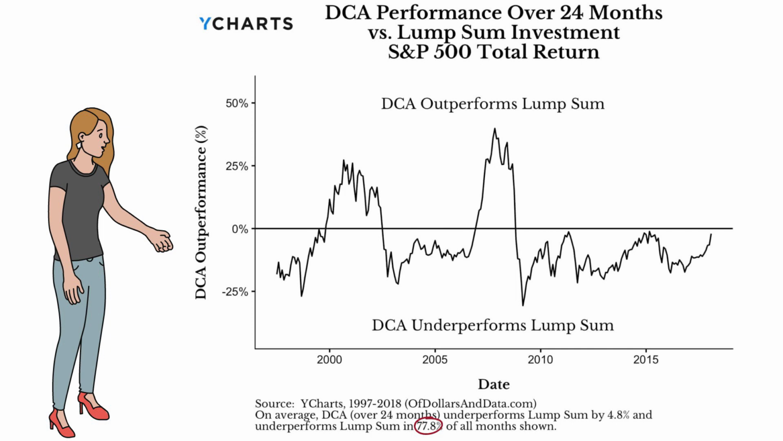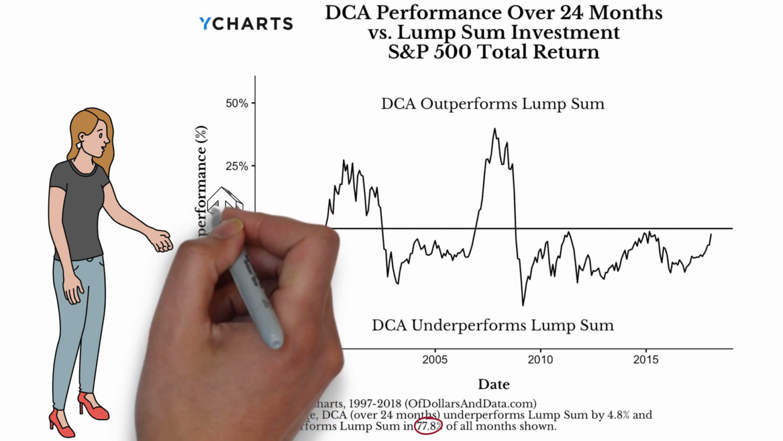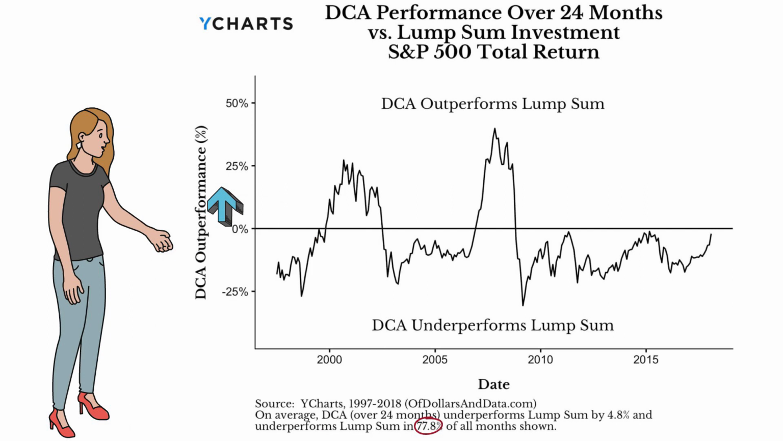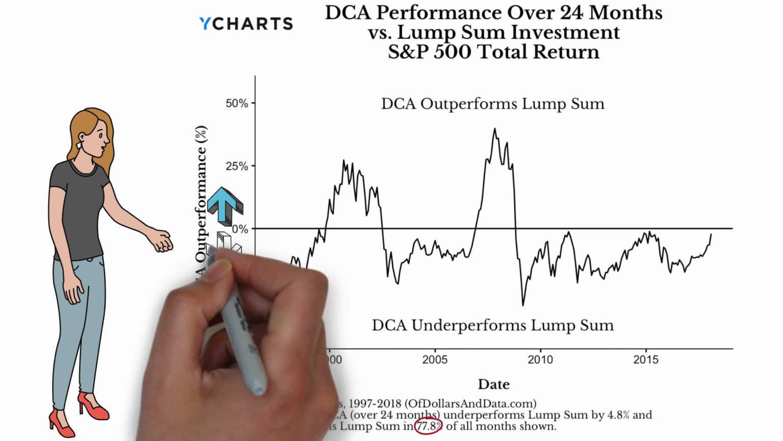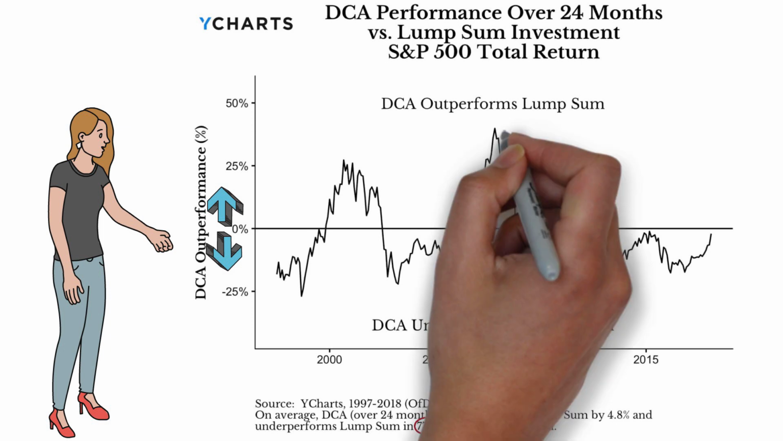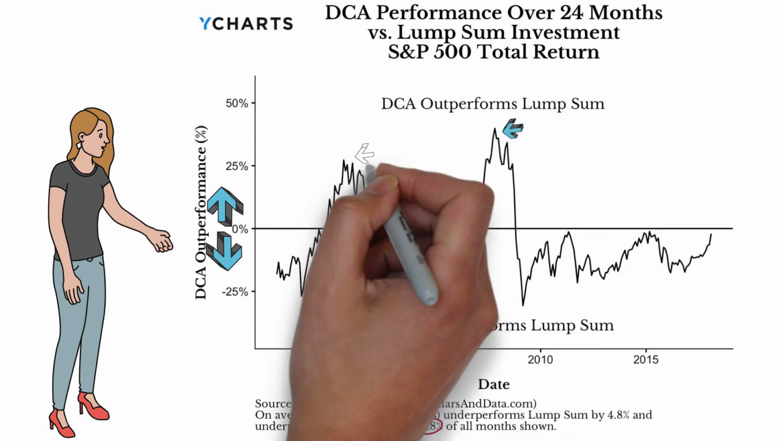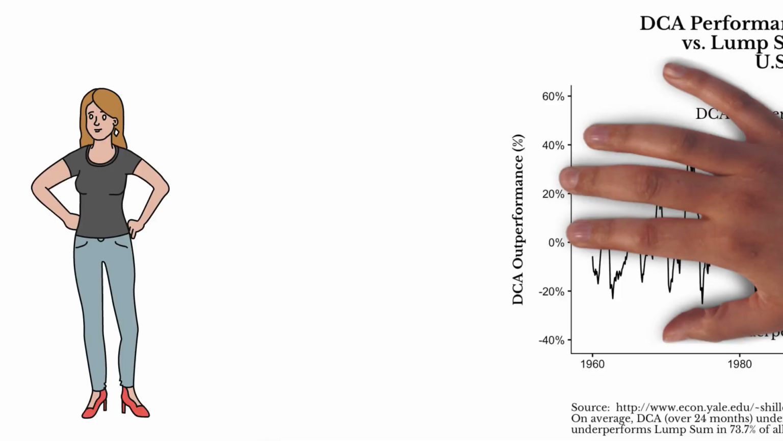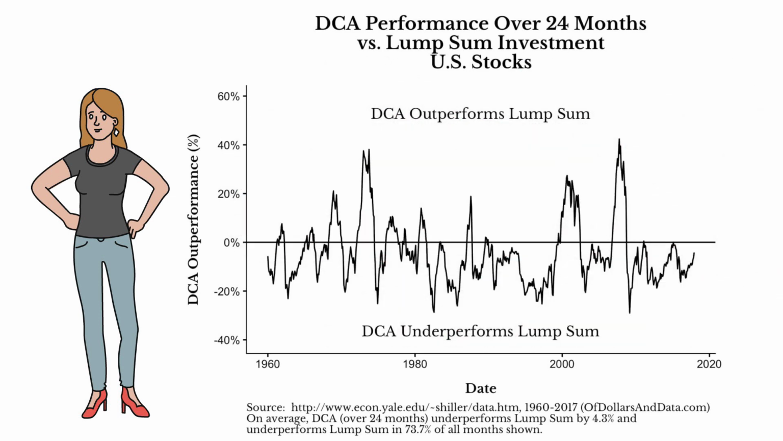To help you understand this chart, when the black line is above the midpoint, it is showing months in which a 24-month dollar cost averaging strategy would have beaten lump sum investing. When the line is in the bottom half of the chart, it is a time that lump sum investing performed better. You can see lump sum was better more than 3/4 of the time, and dollar cost averaging was only better during the financial crisis and when the dot-com bubble burst. If we go back even further and look at 1960 until 2020 in this chart, lump sum investing is still better in 73.7% of all months.